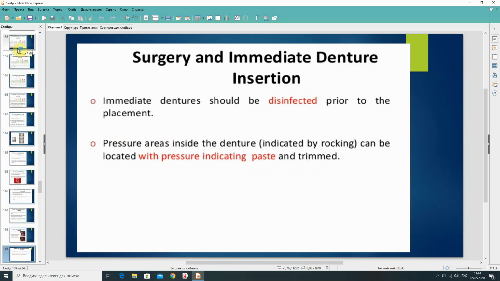Surgery and immediate denture insertion. Immediate dentures should be disinfected prior to placement. Pressure areas inside the denture, indicated by rocking, can be located with pressure indicating paste and trimmed.